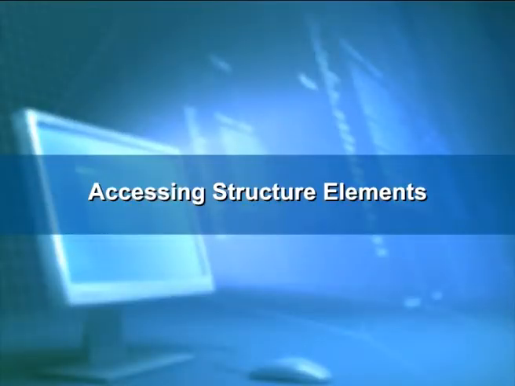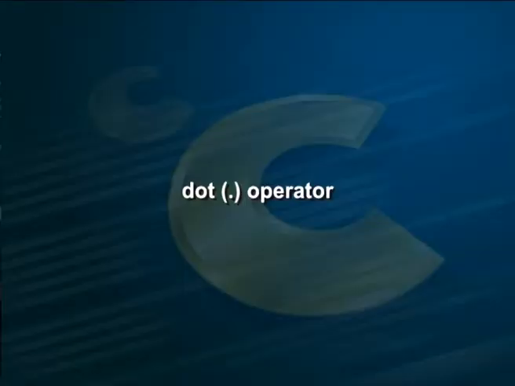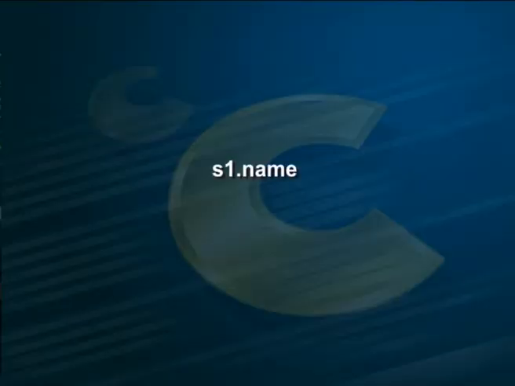Accessing structure elements. Having declared the structure types and the structure variables, let us see how the elements of the structure can be accessed. In arrays, we can access individual elements of an array using a subscript. Structures use a different scheme, they use a dot operator. So, to refer to name of the structure defined in our sample program, we have to use S1.name.